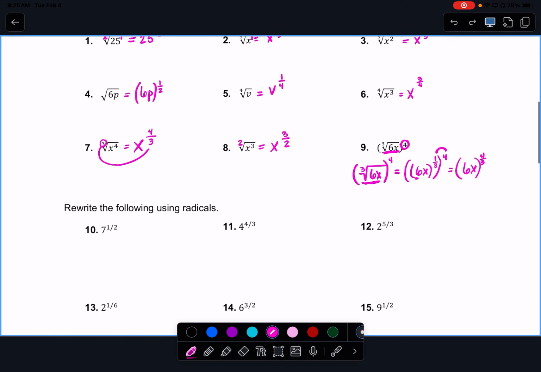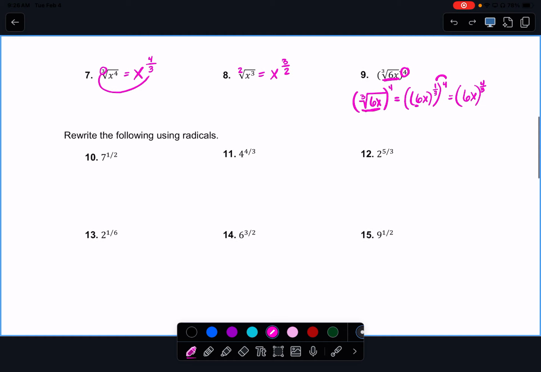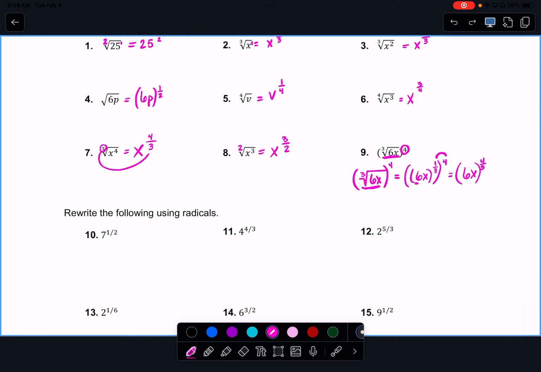All right, now, come on, please. For numbers 10 through 15, we are going to go backwards. So instead of going from radicals to rational exponents, we're going to go from rational exponents to radicals.